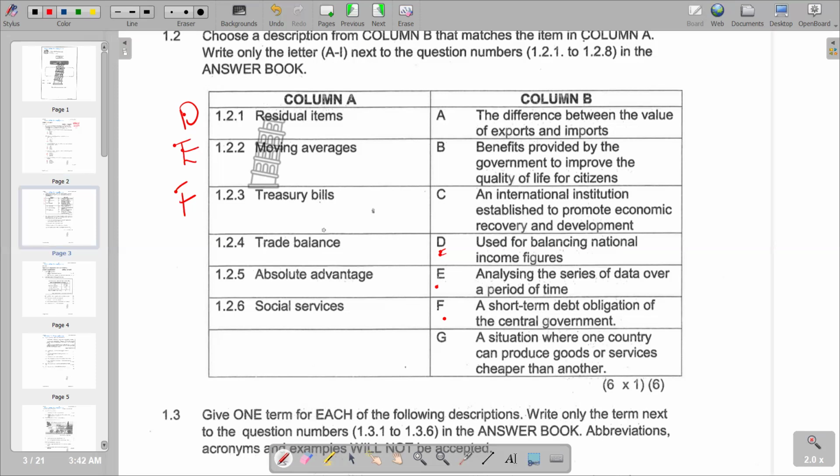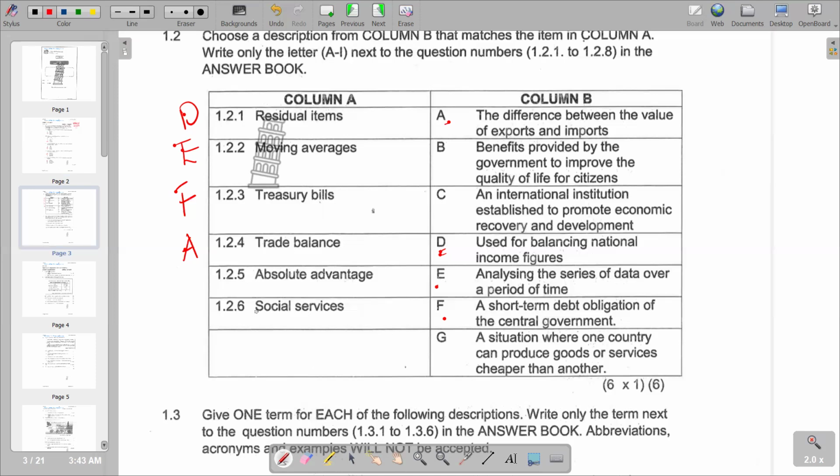Then the next one is the trade balance, but trade balance is the difference that exists between exports and imports. And we have A explaining the difference between the value of exports and imports. So basically, we have A indicating our trade balance. Then absolute advantage, we try to see again in column B which makes this explanation of absolute advantage. But absolute advantage, we are saying, given a quantity of goods, which option is producing at the lowest cost. The one producing at the lowest cost has the absolute advantage over the other one. So basically, that's what we have.